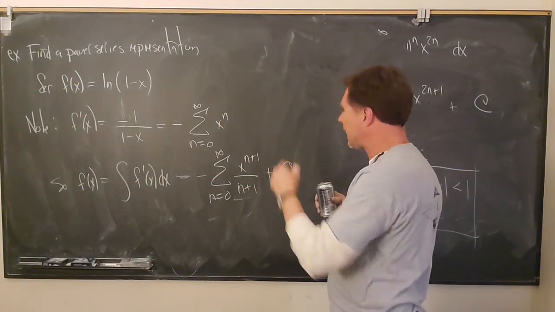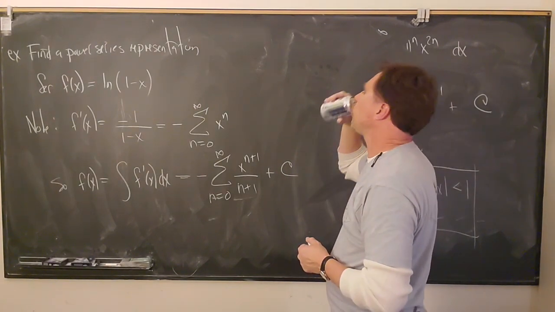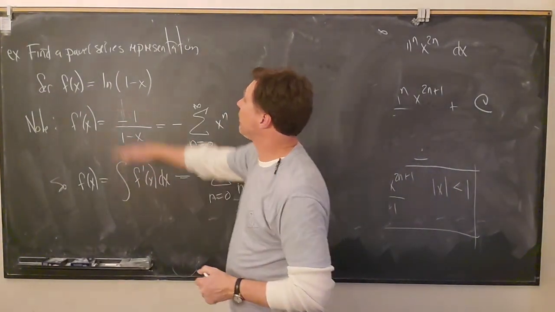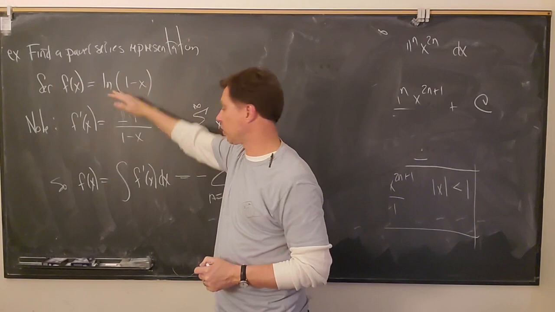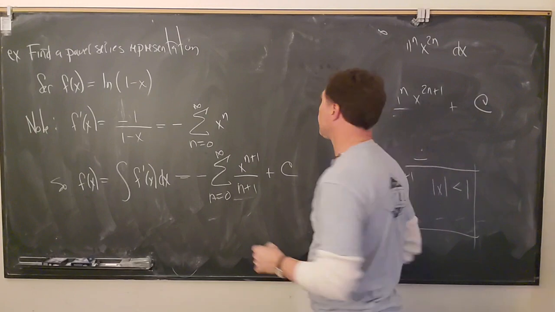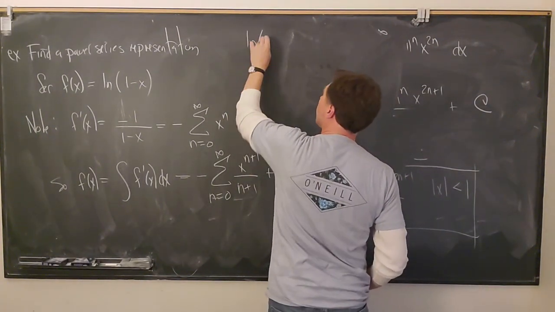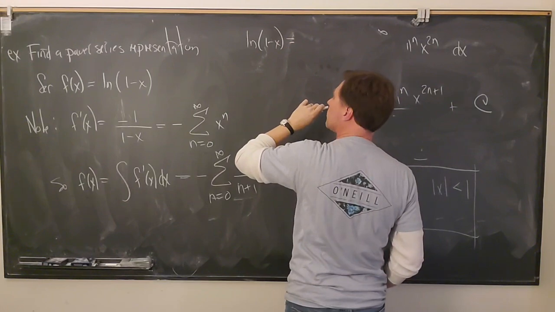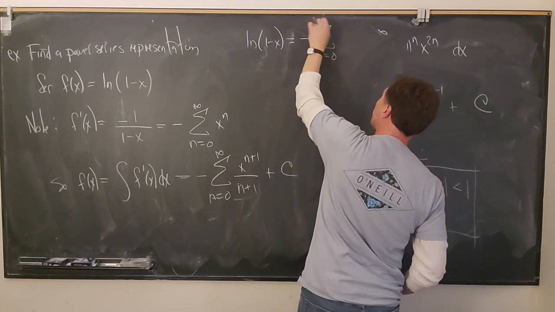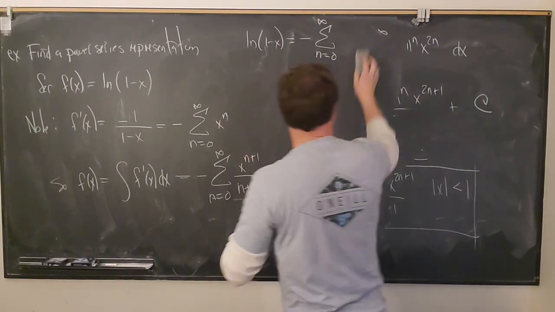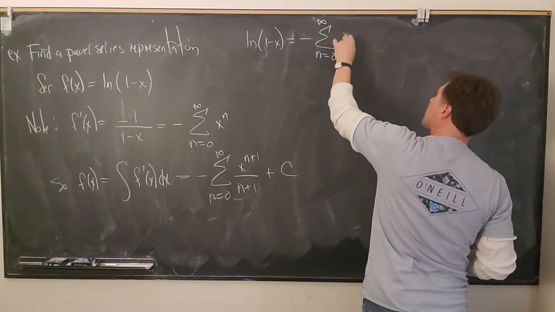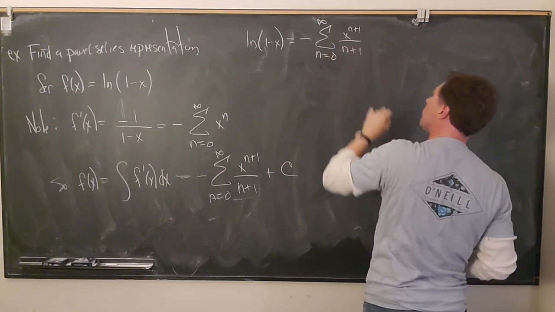Now, the last thing I need to do is figure out who c is. And so once again, I'm going to plug 0 into both sides. So f of 0, that's natural log of 1, which is 0. So I have 0 on this side, 0 right here equals c, so that tells me that c equals 0. And so what we get is natural log of 1 minus x is equal to negative sum n equals 0 to infinity x to the n plus 1 divided by n plus 1.